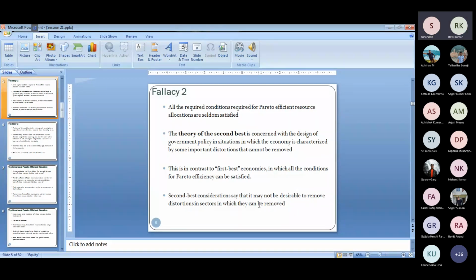Now, it basically comes from the theory of second best. What is the theory of second best? It actually started from the economist Lancaster. He said that a commodity is not actually a commodity, but a bunch of characteristics.